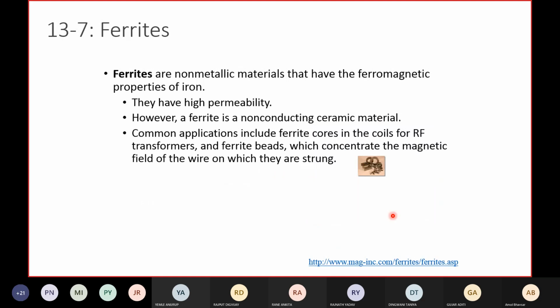Ferrite. Ferrite is a non-metallic material that has the ferromagnetic properties of iron. They have a high permeability. However, ferrite is a non-conducting ceramic material. Common applications of ferrite include ferrite cores in the coils for RF transformers, and ferrite beads which concentrate the magnetic field of the wire on which they are strung.